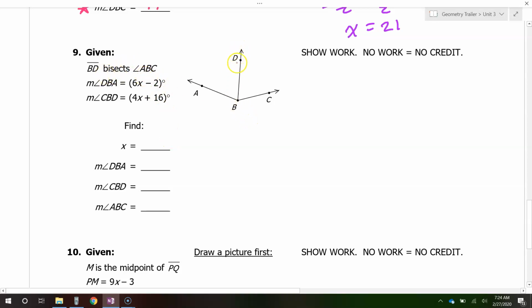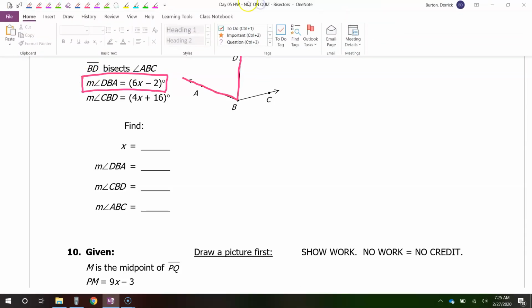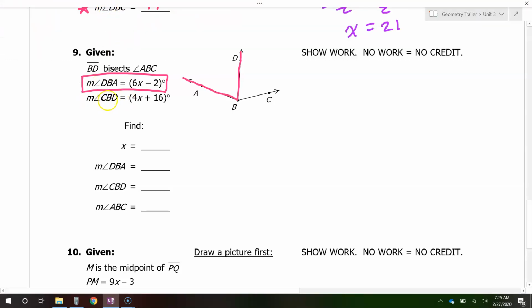BD is the angle bisector again. We're in the same situation, so let's label these things. Angle DBA is this guy right here. That is DBA, so I'm going to mark that in red. CBD, I'm going to put in green. CBD is this angle right here.